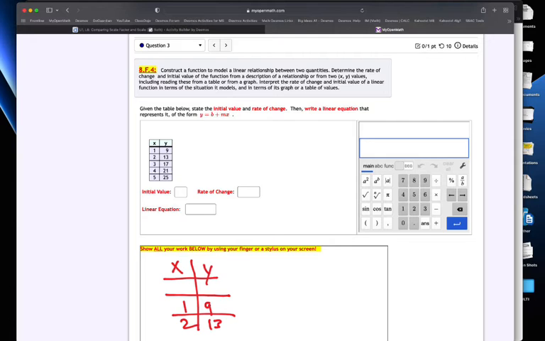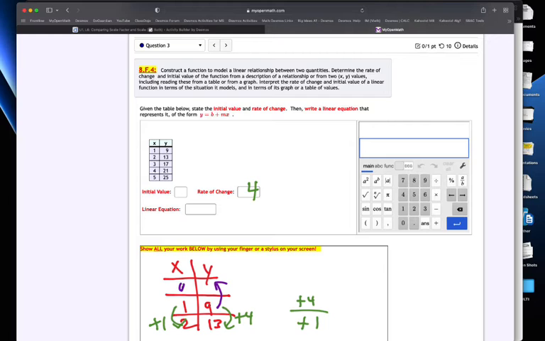Well, the change in y here is positive 4. So the change in y is positive 4 over the change in x is positive 1. So we know that the rate of change is positive 4 because the ratio of positive 4 over positive 1 is positive 4. But what we're going to need to do here is what I call the backwards method. So we're going to work backwards to get to our initial value.